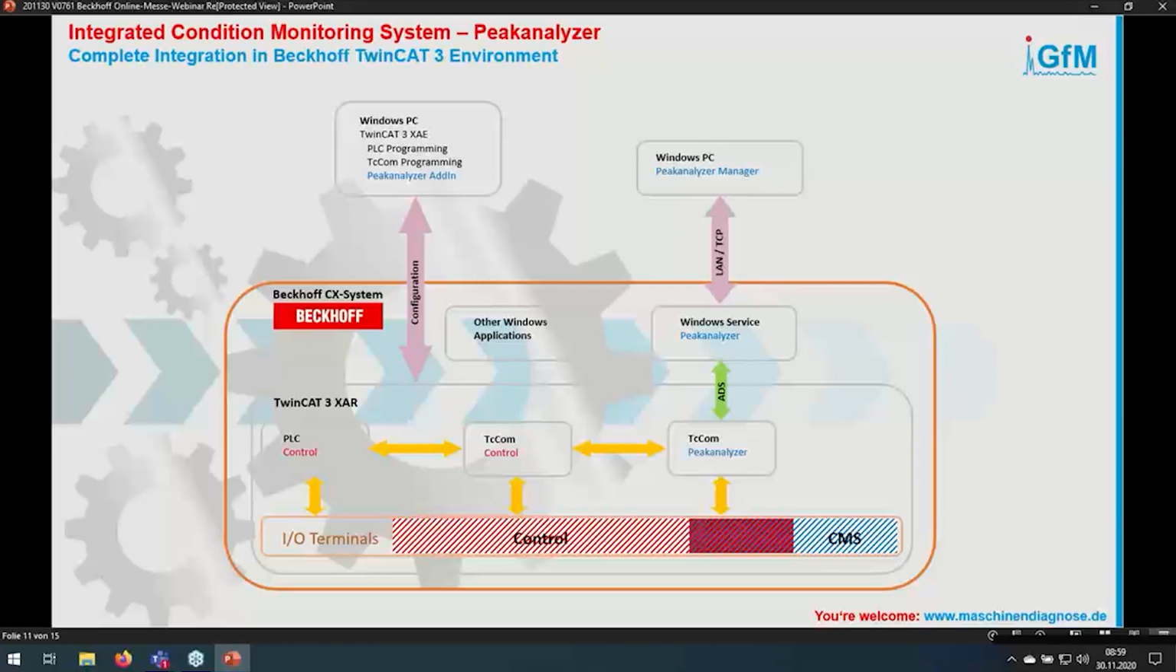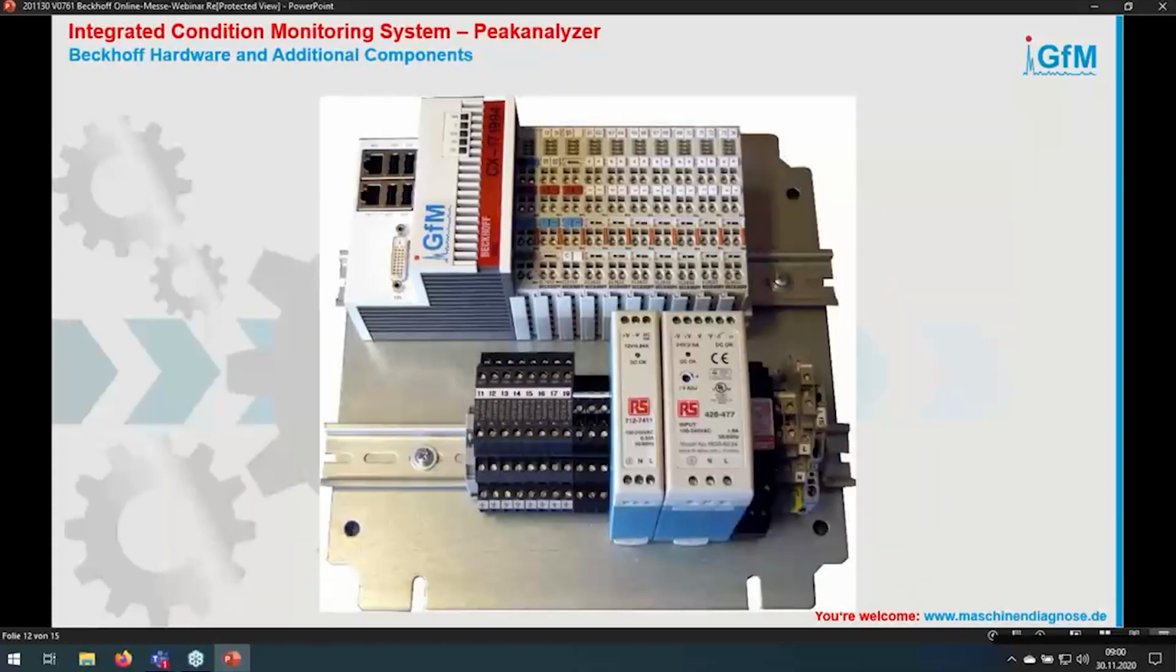And we integrate also in this TwinCAT 3 engineering environment. There's a plugin provided from us where you can configure these bottom parts. And on the other side, it's a Windows server on this back-office system that is in fact our PeakAnalyzer software that interacts with our PeakAnalyzer Manager software on the other side. So just one example. I think the pictures from Niels beforehand were a little bit more representative.